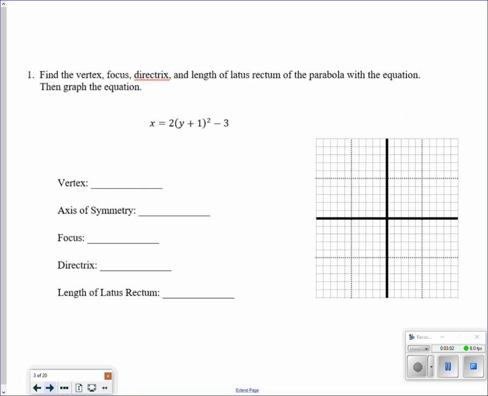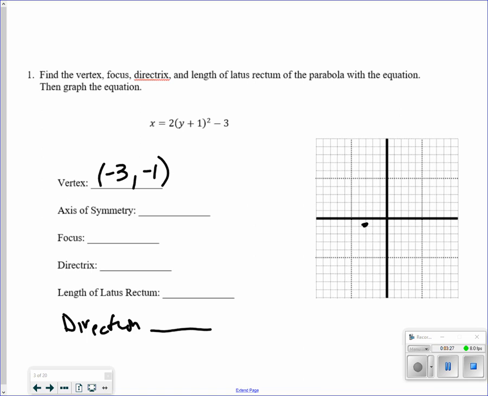Find the vertex, the focus, the directrix, and the length of the latus rectum of the parabola with the equation. Now, the one thing they didn't have here is direction. I think on the test they might have direction as well, but that's not a big deal. We'll just add it at the bottom there. So for the vertex, it's an x equals parabola. Notice the x value is outside and the y value is inside. So (-3, -1) is the vertex point.